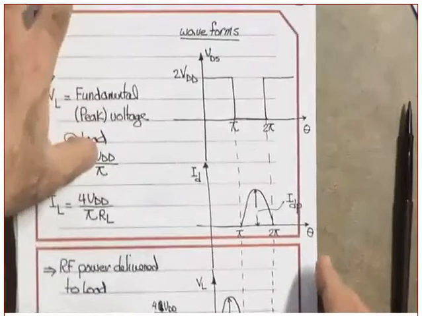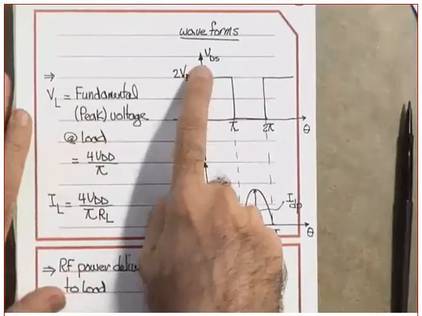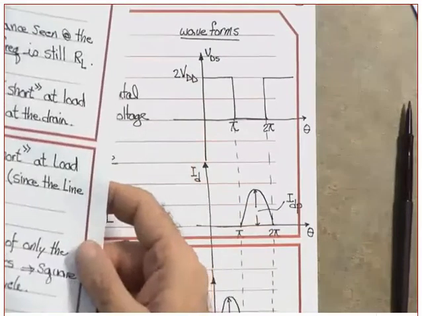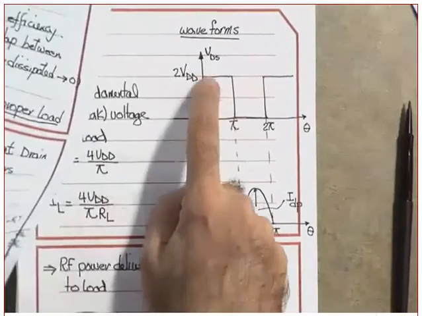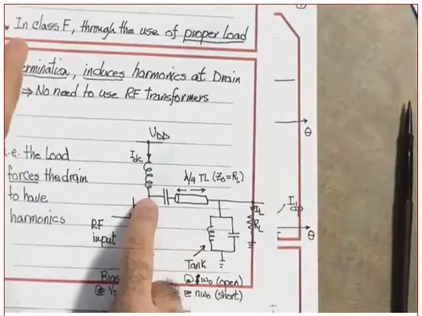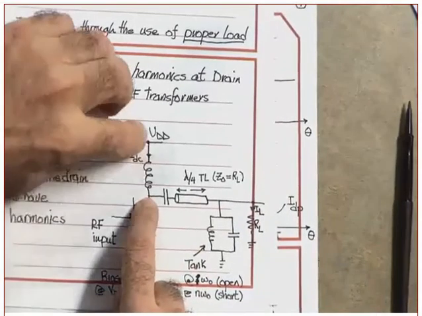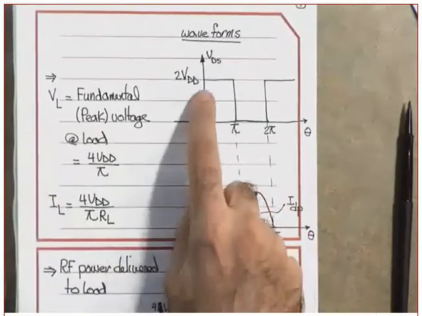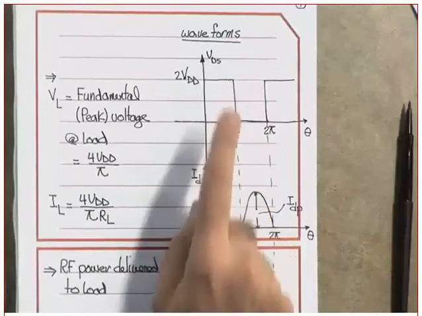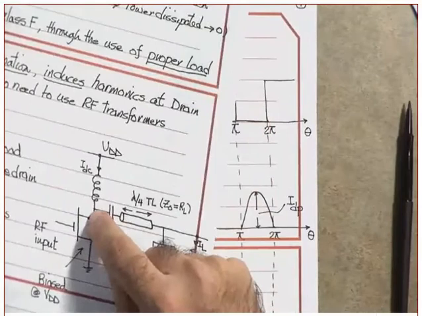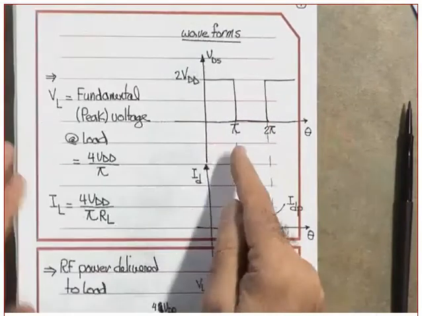Okay, so what do I have? Let's see if you can help me. What is this? VDS. Explain to me, why is this one 2 VDD? The voltage goes from 0 to VDD. What is the voltage here? The maximum voltage is 2 VDD. Why? Because it's VDD minus L dI/dt. Yes or no? Okay, so it's 2 VDD. And zero during this time when this one is zero voltage. Yes or no?